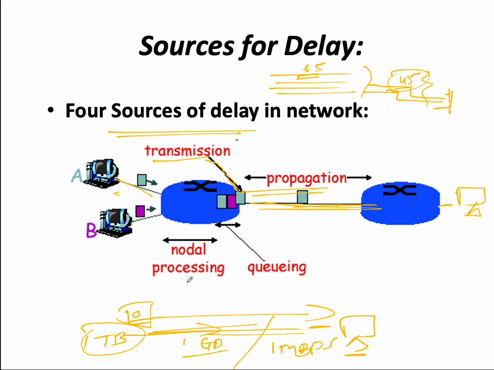And what is the nodal processing delay? The time taken by a router or switch to process the packets, right? As we just saw, the router has a routing algorithm and a router processor, so it takes time to process the packets. It checks the header and makes a routing decision, looks into the routing table for where it needs to forward it, and then it takes the decision.